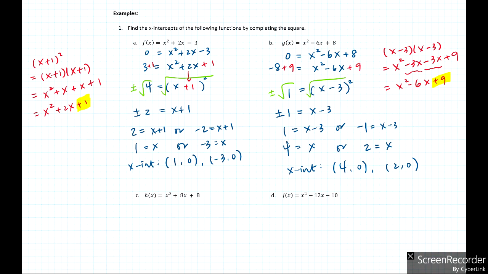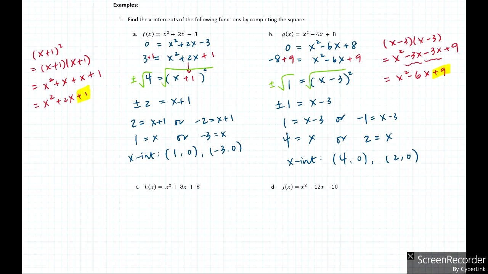And it might take a little bit of time to get used to this whole process of completing the square, but with some practice, it'll become more streamlined. And this understanding of using the linear coefficient to help us complete the square will follow through.